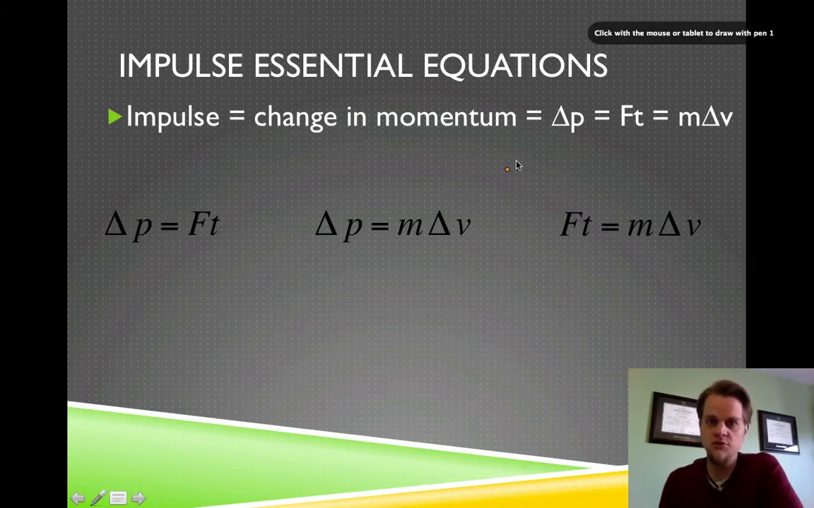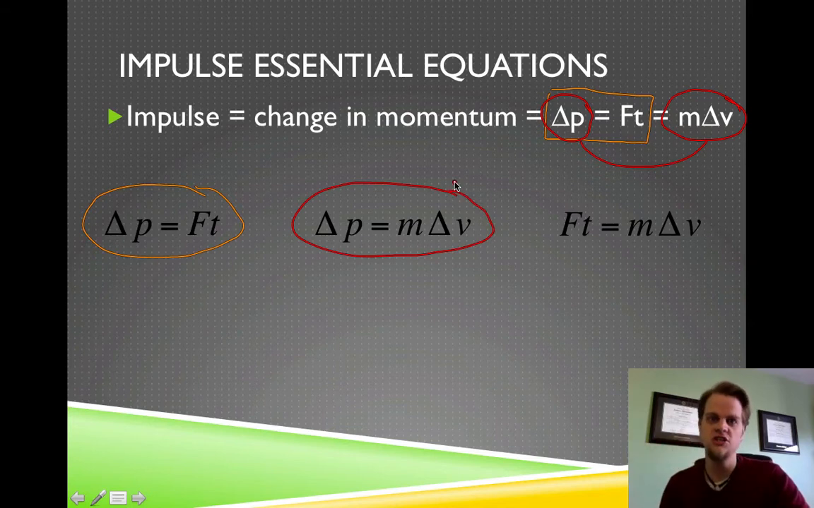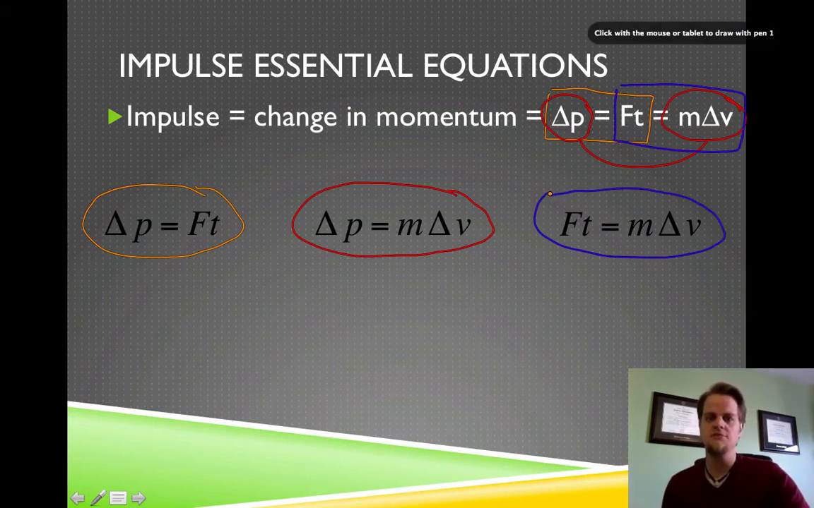Well, one thing we can say is that delta p equals F times t. That's this one right here. That's an essential equation. Write that down on your essential equation sheet right now. The other way we could go with this is to say that delta p equals m times the change in velocity. That's this one right here. Write that down in your essential equation sheet now. Pause me, write that down. A third thing we can do is say that F times t equals m delta v. It's all the same thing. You're just setting it up three different ways.